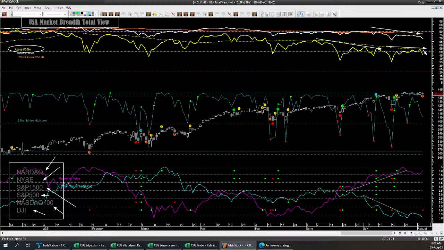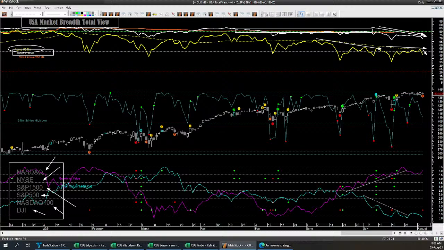The white line is also starting to roll over. That is the percentage of stocks above the 200 MA. That was holding on to the 80% level for a long time, but now the white line is also rolling over, coming down with a lower high and lower low. That is showing further weakness under the hood.